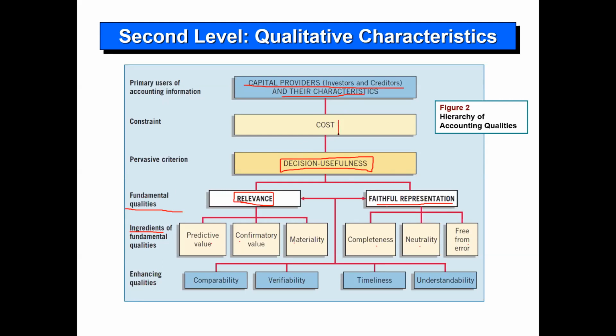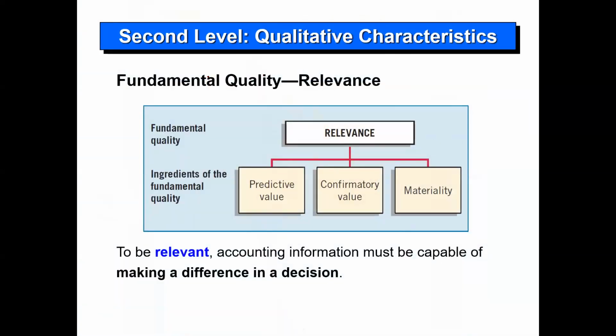But we have to take into consideration the cost. In accounting, any decision to be made, any information to be generated or provided, we must consider the cost of providing this information, because if the benefit to be derived is less than the cost, actually I have to stop providing this information. We'll start by relevance, the fundamental quality, relevance.